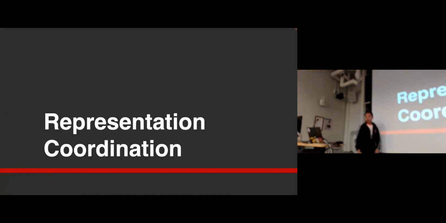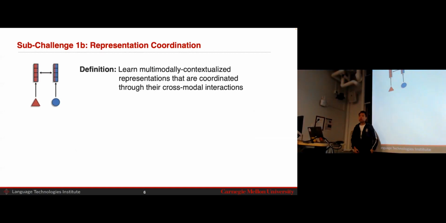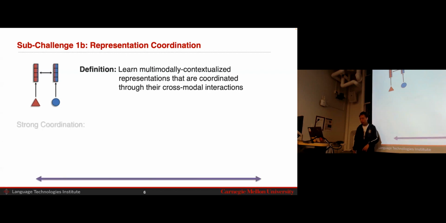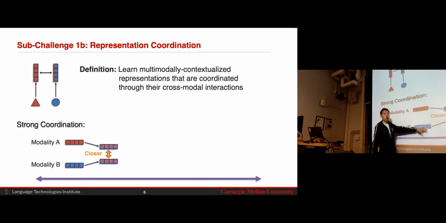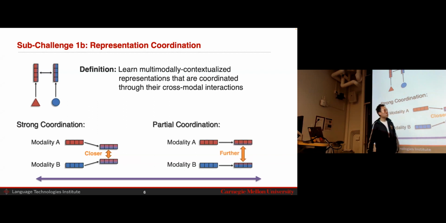All right, so representation coordination. Again, the schematic is simple, right? Two elements learning two separate representations that are coordinated in the sense that they share some similarity, and we're going to look at different ways of enforcing this similarity between these two representations. That can be a spectrum from strong coordination, where we're really enforcing this similarity by a lot, to more partial coordination, where we're only enforcing a similarity very little, or perhaps only in some dimensions of these two representations. So a lot of work in coordination looks at different ways of designing and learning this similarity function to get a spectrum from strong to partial coordination.